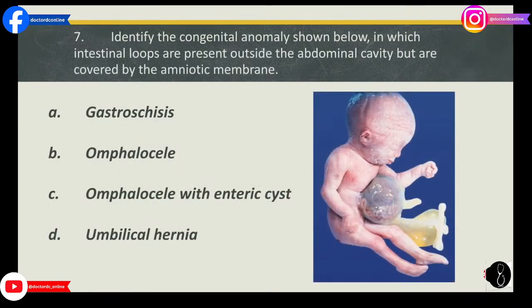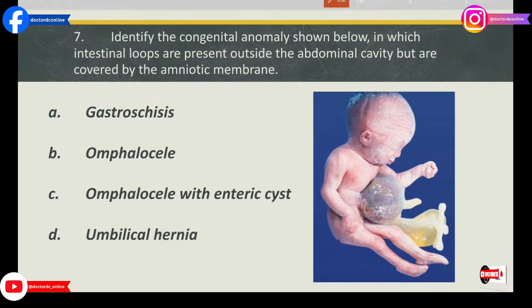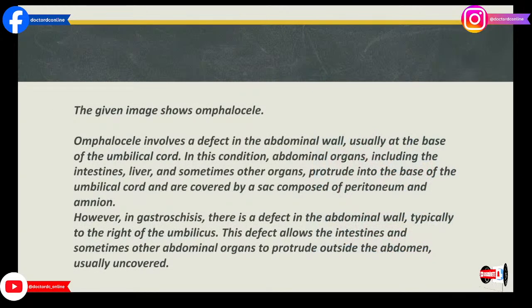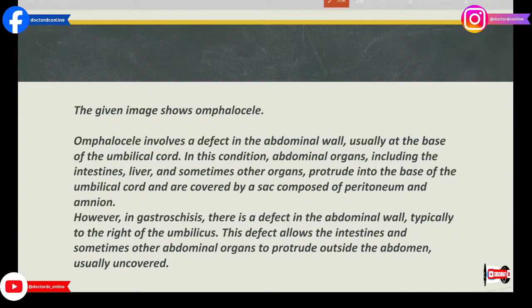In question 7, a congenital anomaly is shown with intestinal loops protruding and covered by a membrane. The options are option A, gastroschisis, option B, omphalocele, option C, omphalocele with enteric cyst, and option D, umbilical hernia. In omphalocele, abdominal contents herniate through the umbilical ring and are covered by amnion and peritoneum. In contrast, gastroschisis is not covered and is usually located to the right of the umbilicus. The correct answer is option B, omphalocele.